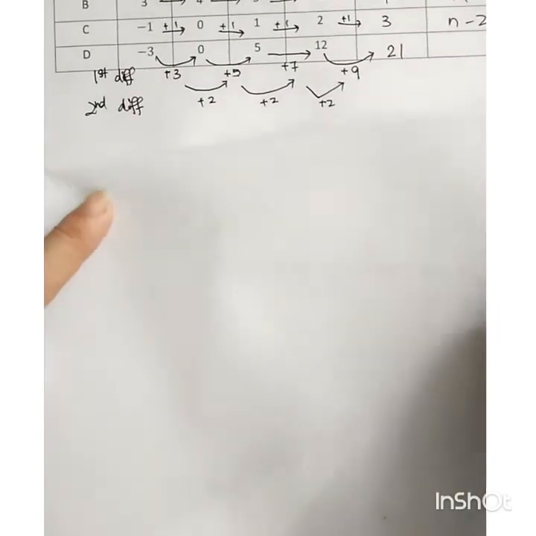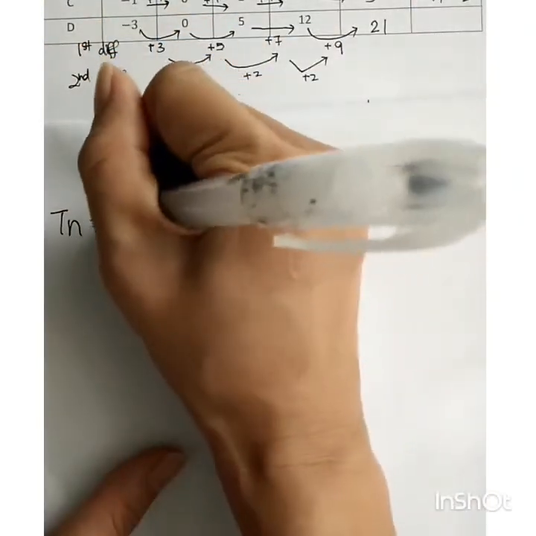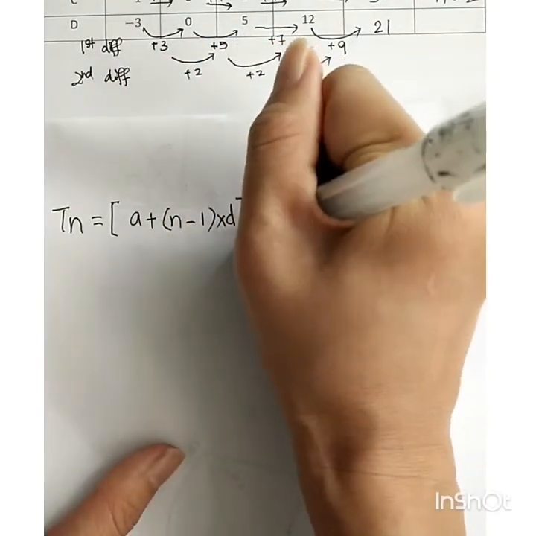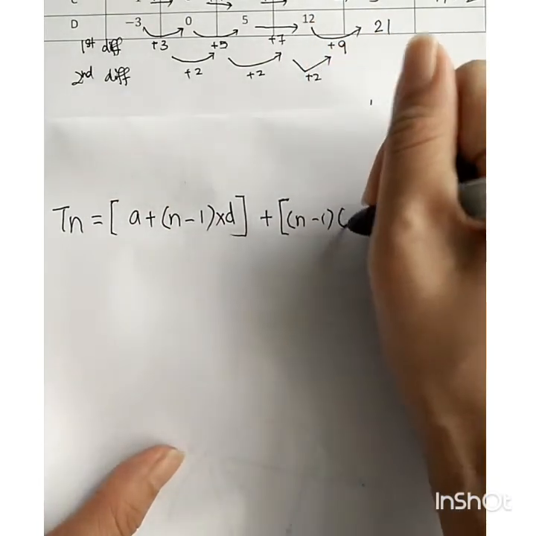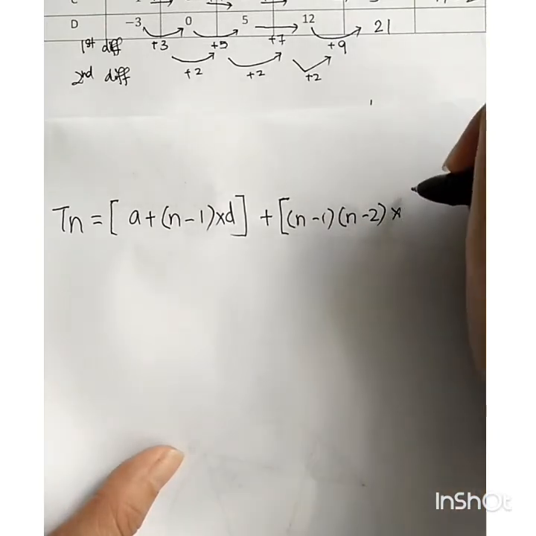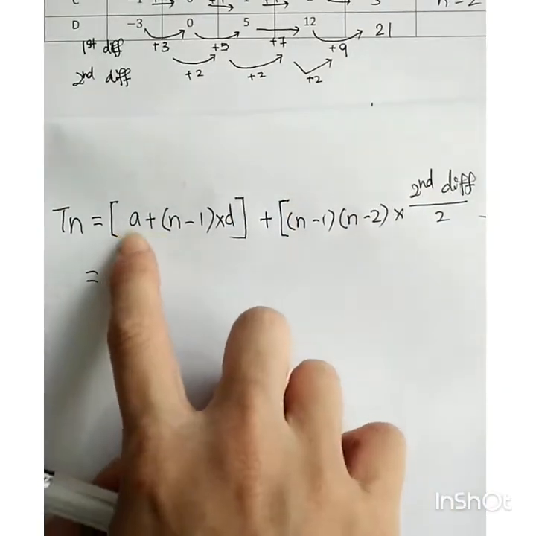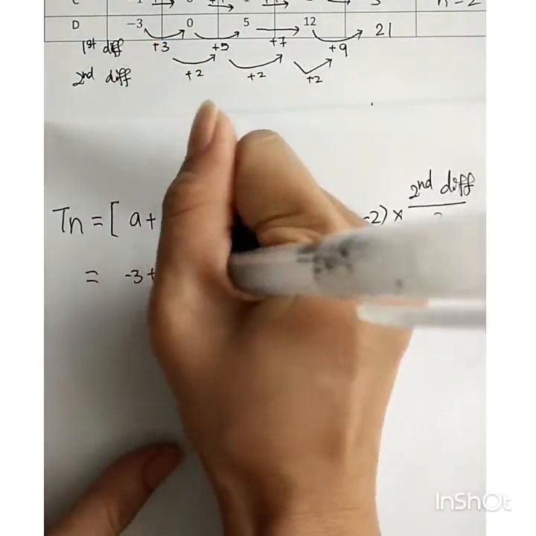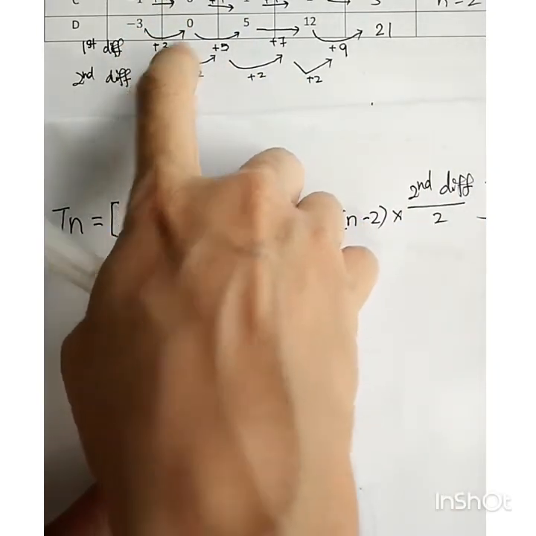Okay, so the formula will be Tn equals a plus n minus 1 times d, put a big bracket, and then plus n minus 1 times n minus 2 times the second difference. That means the second stage of difference divided by 2. So for this one, a will be the first term, which is minus 3, plus n minus 1 times d. The first difference will be 3.